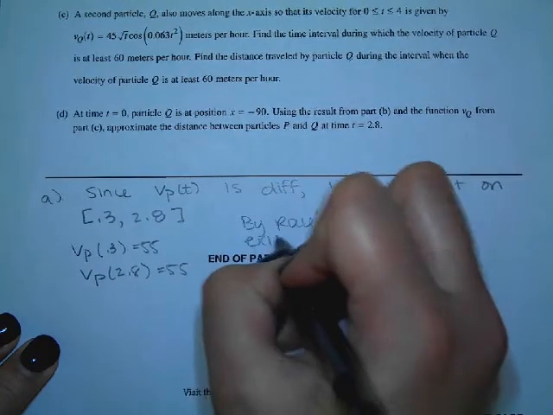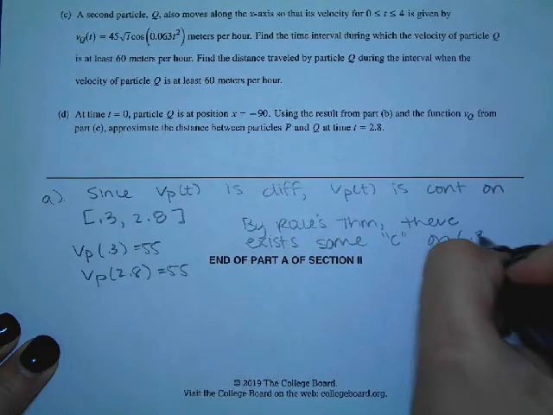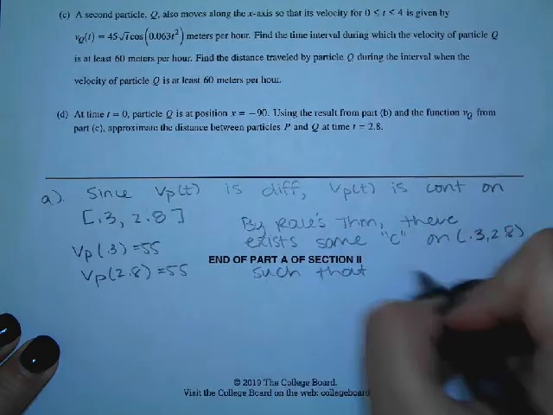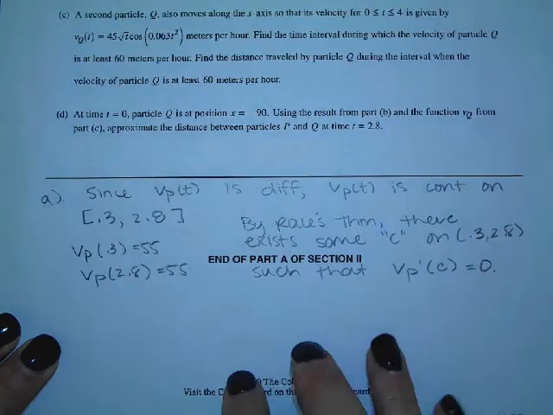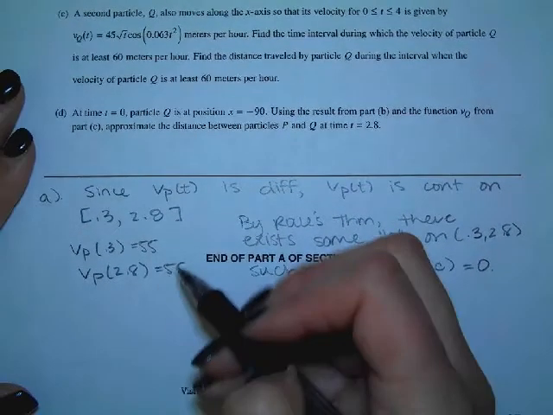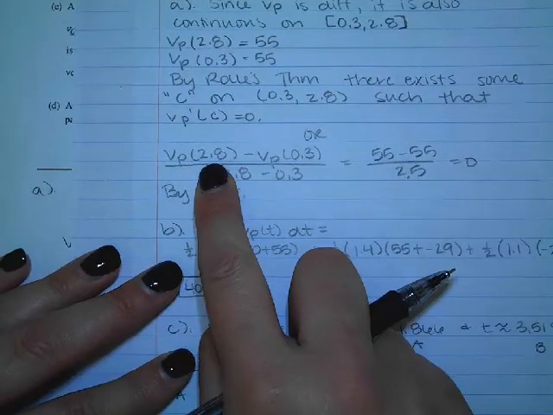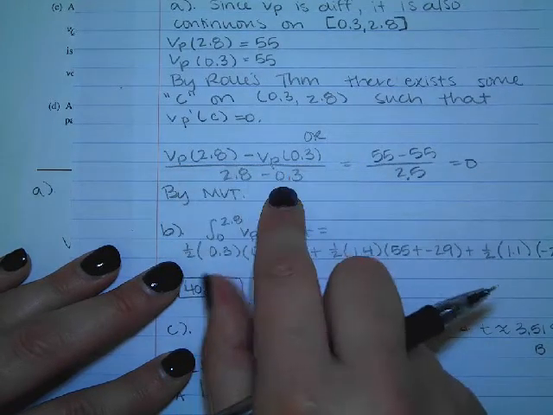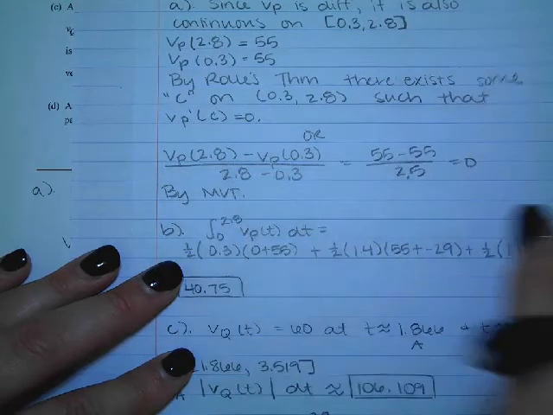there exists some C on the interval such that the derivative is 0. Or your other option is you could do your rate of change, the velocity at 2.8 minus the velocity at 0.3 divided by 2.8 minus 0.3. So I'm doing my slope here, show that the slope equals 0, and then you can say the mean value theorem. So either one of those is fine.